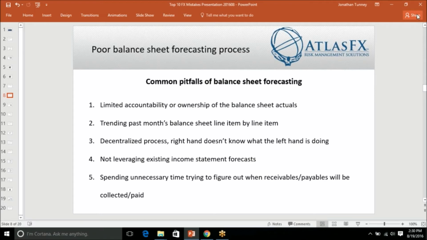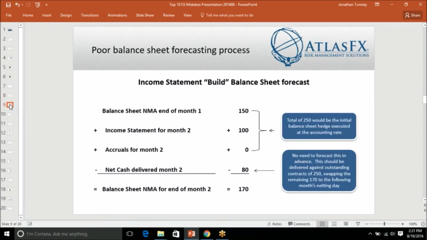And to explain that, I'm going to show on the next slide a very simplified example of why, if you're going down the road of trying to figure out the timing of that, you may be trying to forecast more than necessary. Now, it can be important for other reasons in terms of forecasting cash flows of the company, but purely from an FX risk perspective, it is not important to get that right necessarily.